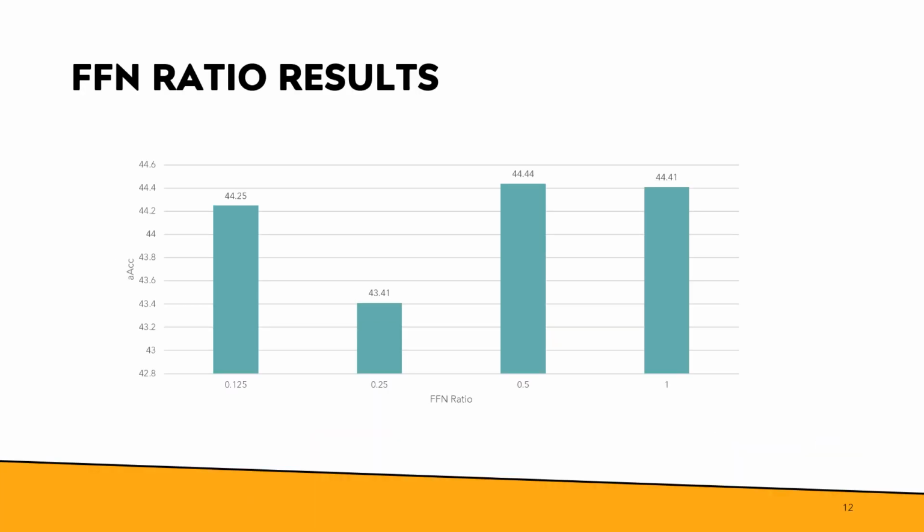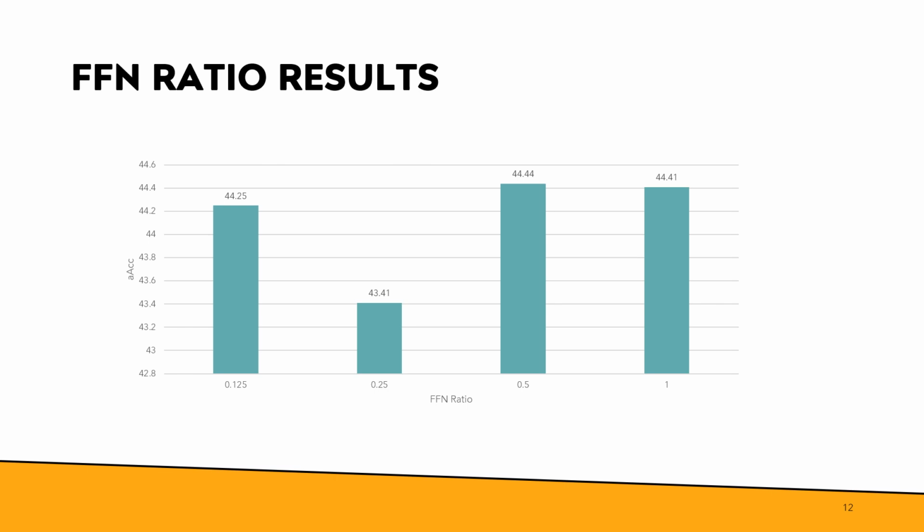The last parameter that was tested was the FFN ratio. The ViT-Adapter Tiny module utilizes a token length of 192. The feed-forward network ratio is a ratio of 192, so a ratio of 0.5, for example, will give an FFN size of 96. The bigger the feed-forward network, the more learnable parameters the model will have.